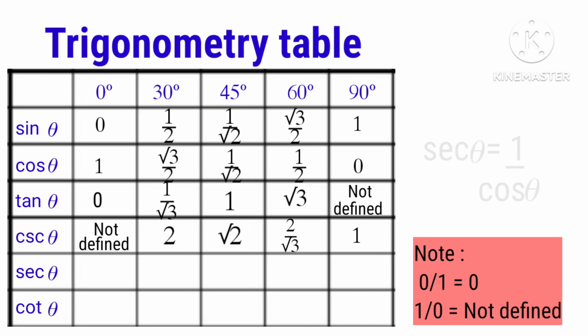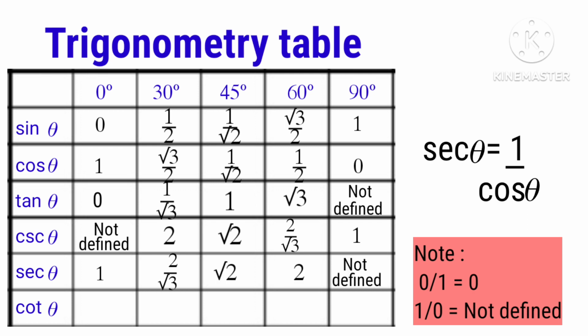Next is secant theta, so it is the reciprocal of cos theta or it can be the opposite of cosecant theta. For secant 0 degree is 1, secant 30 degree is 2 divided by square root of 3, secant 45 degree is square root of 2, secant 60 degree is 2, secant 90 degree is not defined.